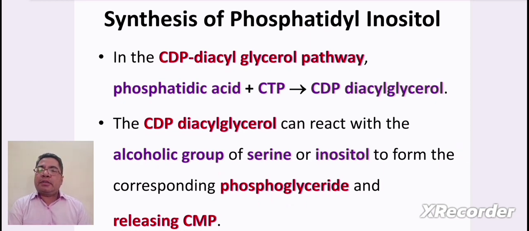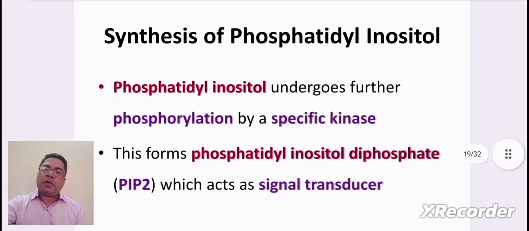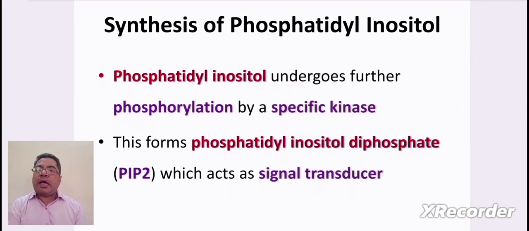Coming to synthesis of phosphatidyl inositol. In the CDP diacylglycerol pathway, phosphatidic acid plus CTP gives CDP diacylglycerol. The CDP diacylglycerol can react with the alcoholic group of serine or inositol to form the corresponding phosphoglyceride, releasing CMP. Phosphatidyl inositol undergoes further phosphorylation by a specific kinase. It thus forms phosphatidyl inositol diphosphate, which acts as a signal transducer.